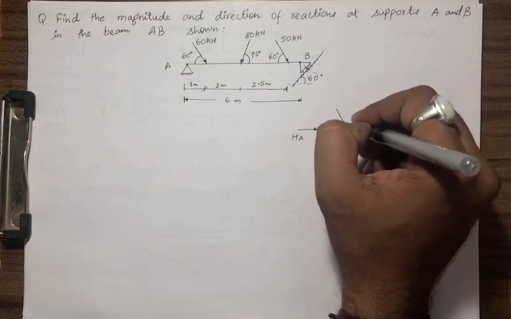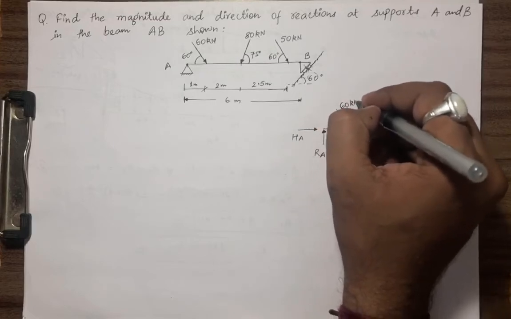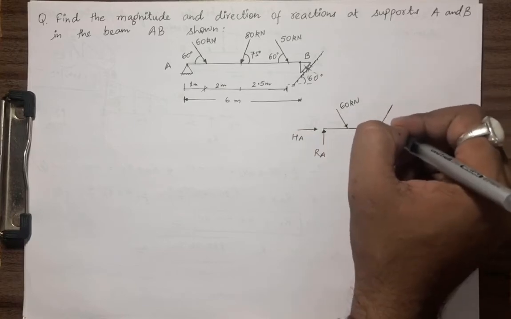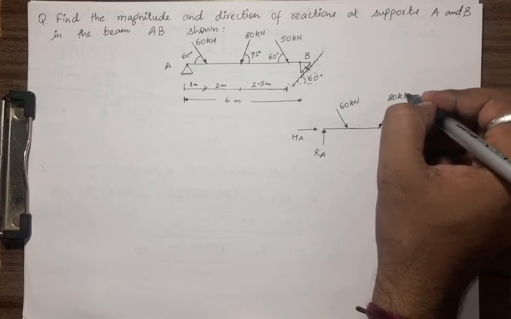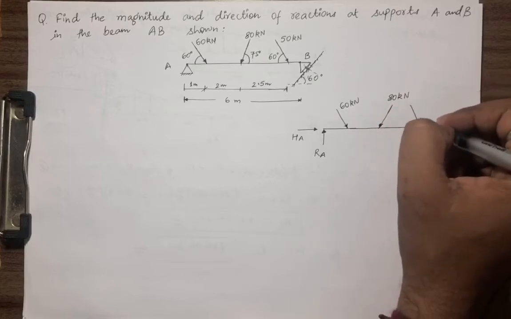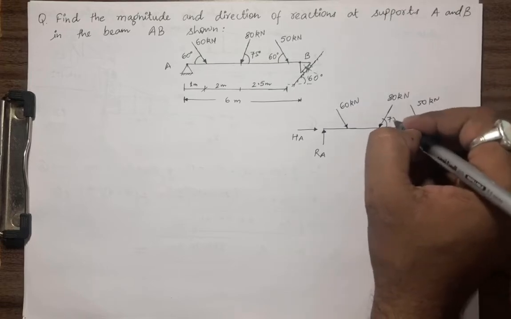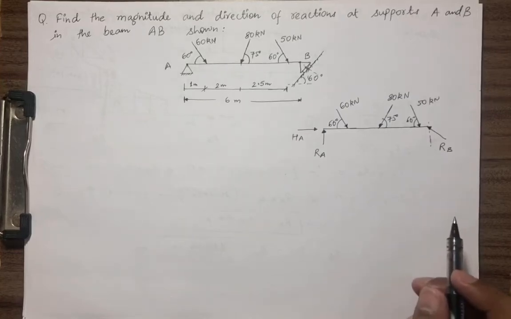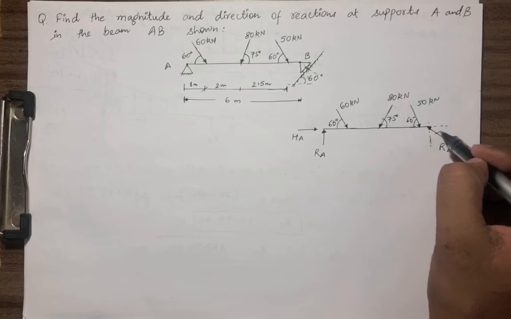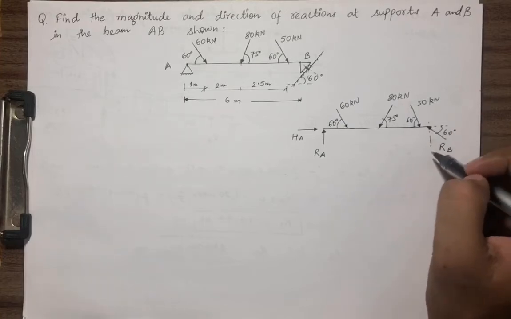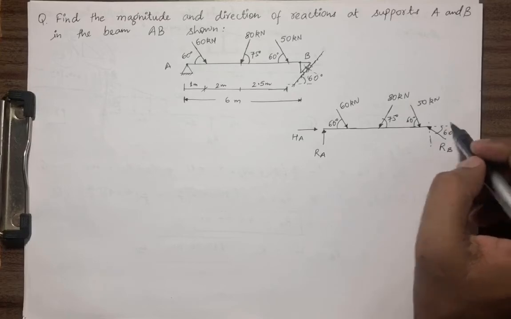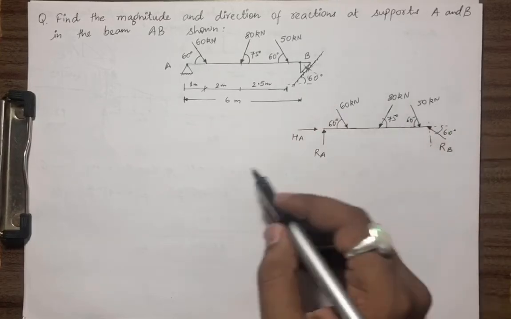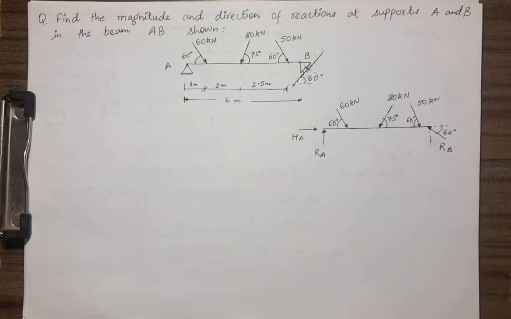Now this is 60 kilonewton, this is 80 kilonewton, and the last one is 50 kilonewton. This is 60 degrees, this is 75 degrees, and this is again 60 degrees. So I am just trying to show you how this roller will act if it is inclined. This is the main point in this question, else you just have to resolve the forces and you will easily get it.